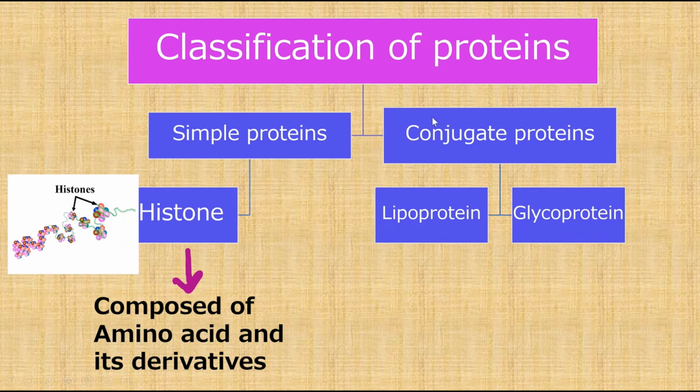But what happens to conjugate proteins? Conjugate proteins, if you break them down into parts, then you will get not only amino acids but also another part, we call it a prosthetic group. So here in this case you can see that there are two types of conjugate proteins. There are more than two types, but for now you can learn only two types of conjugate proteins.